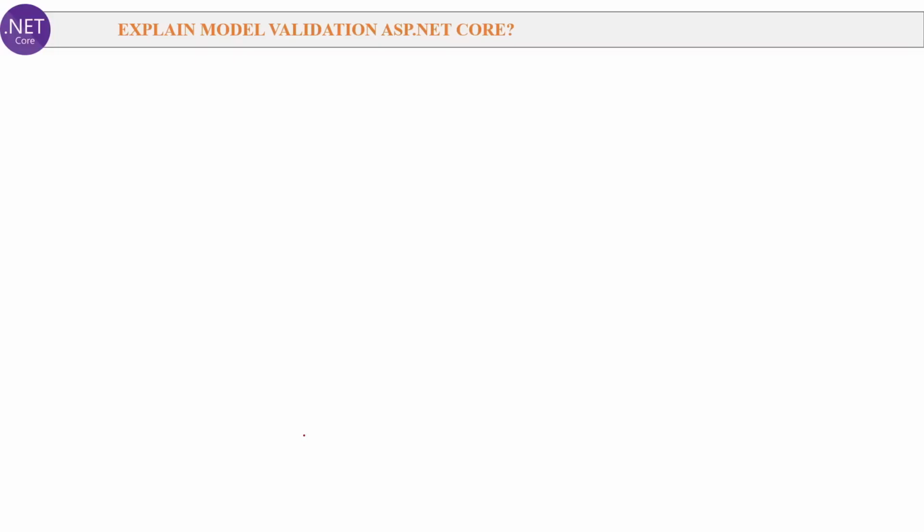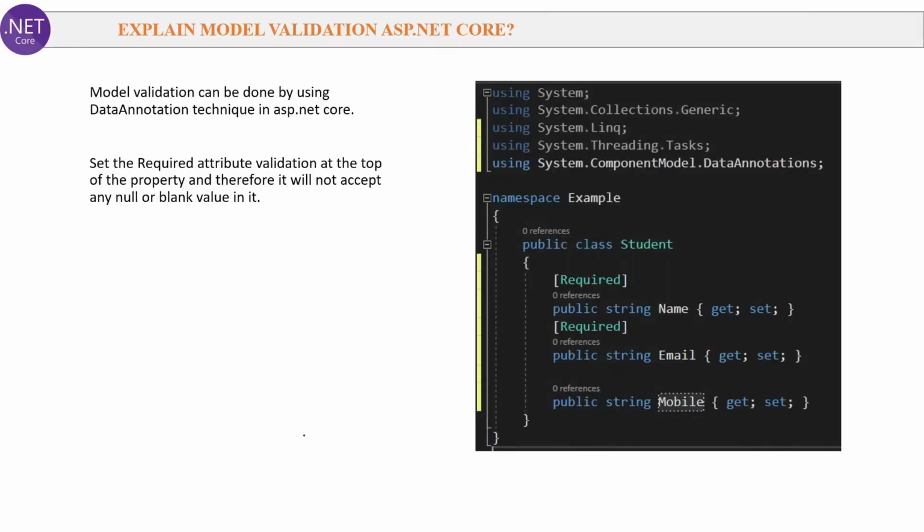Next question is explain model validation in ASP.NET Core. In ASP.NET Core, model validation can be done by using the data annotation technique. Here you can see the namespace System.ComponentModel.DataAnnotations. It is used to set the Required attribute validation at the top of the Name property and therefore it will not accept any null or blank value. In the example, you can see the Mobile property does not have the Required attribute. That means it can accept a blank value. So that's simple. It is with the help of data annotations.